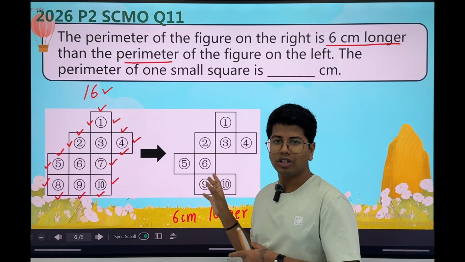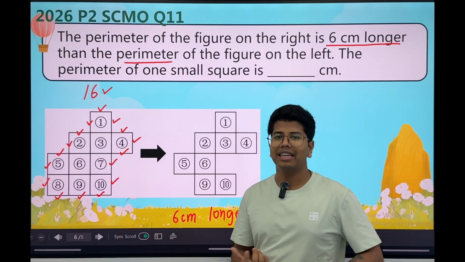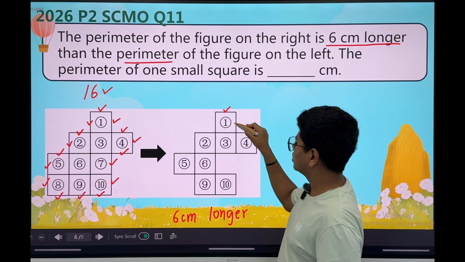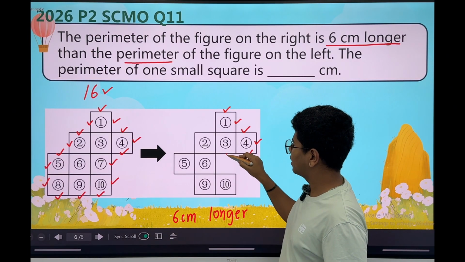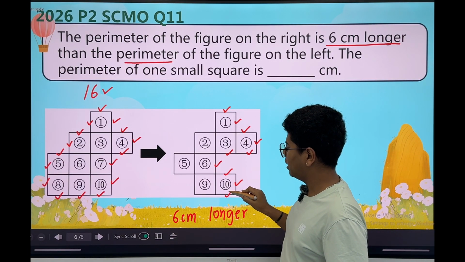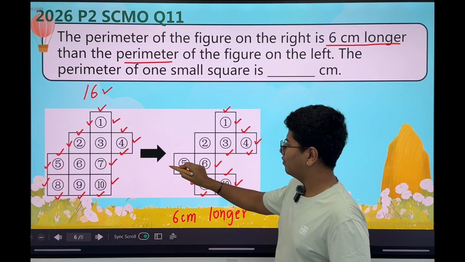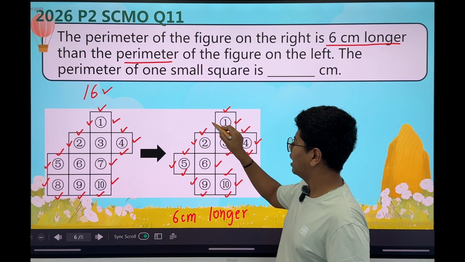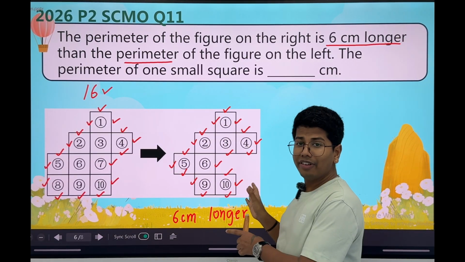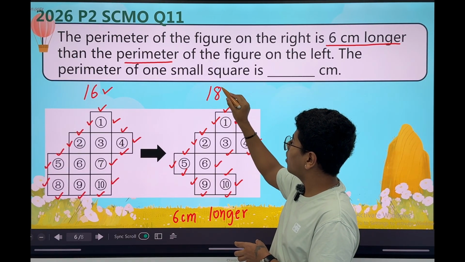Let us just see the figure on the right. Here how many sides do I need to calculate? 1, 2, 3, 4, 5, 6, 7, 8, 9, 10, 11, 12, 13, 14, 15, 16, 17 and 18. So, to calculate the figure on the right, it is 18 tick marks.